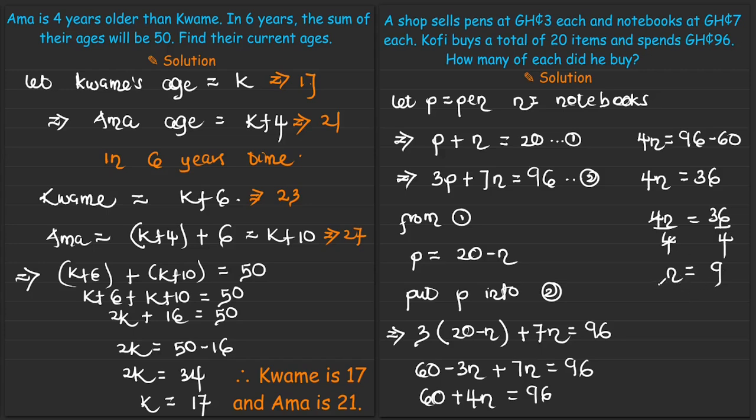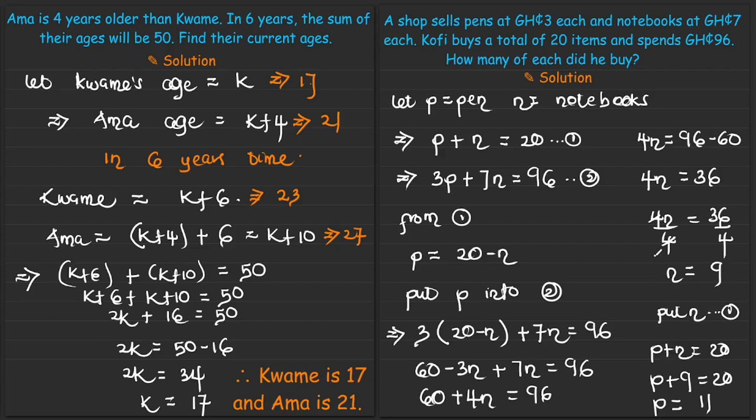With our 9, we then substitute it into any of these equations. One is more favorable, so let's put N into equation 1. We know we have P plus N equals 20. So instead of the N, we write P plus 9 equals 20. Now P is equal to 20 minus 9, which gives us 11. And that is all for this solution.